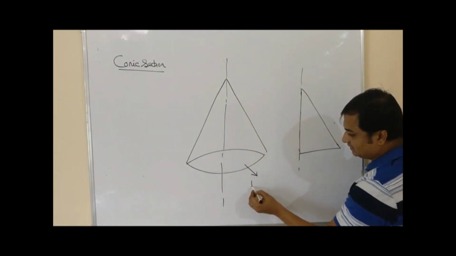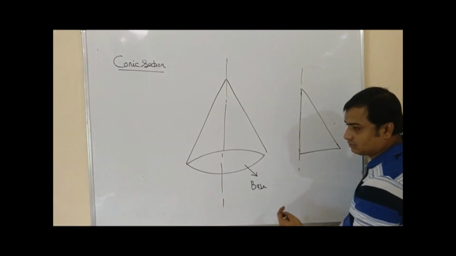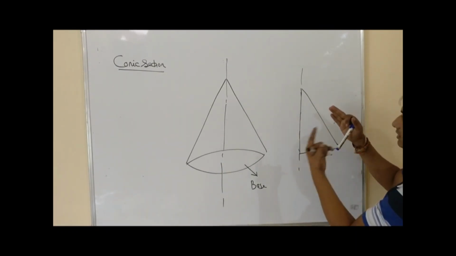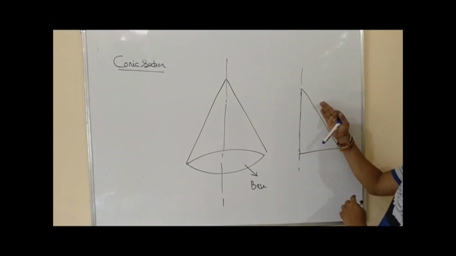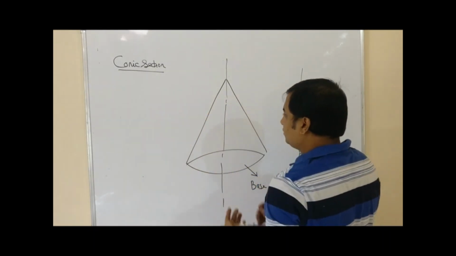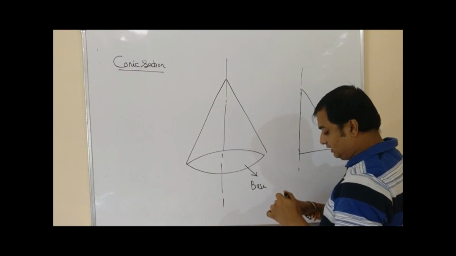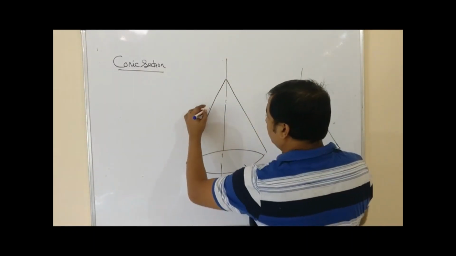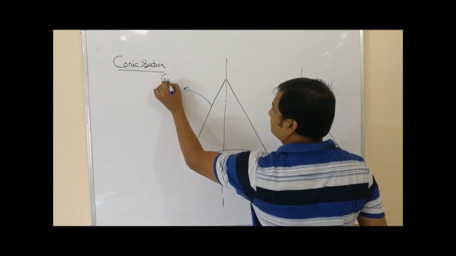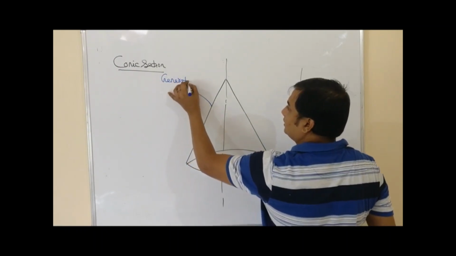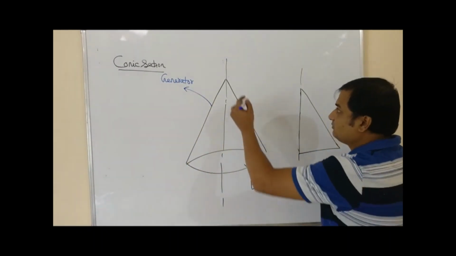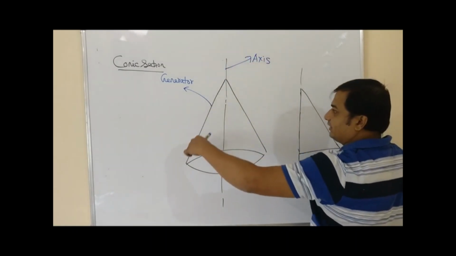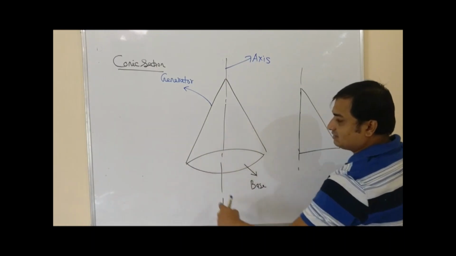This is representing the base. This is the base of the cone, which will be a circle. Now this part of triangle has been rotated to generate a cone. So in this right circular cone, these two lines, this part and this part, both are called generators. These are the generators of the right circular cone. So this will be the axis of the cone. This is the generator of the cone, and this is the base, which is the circle of the cone.